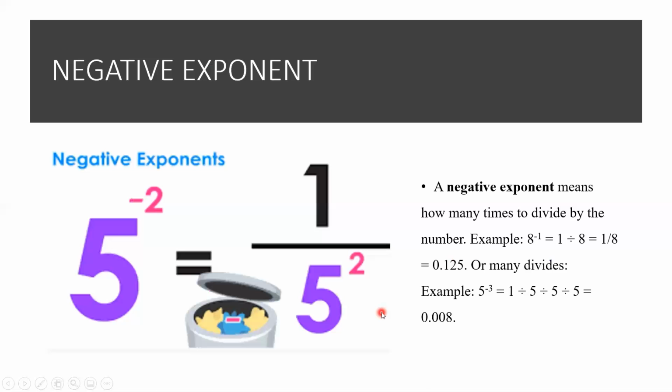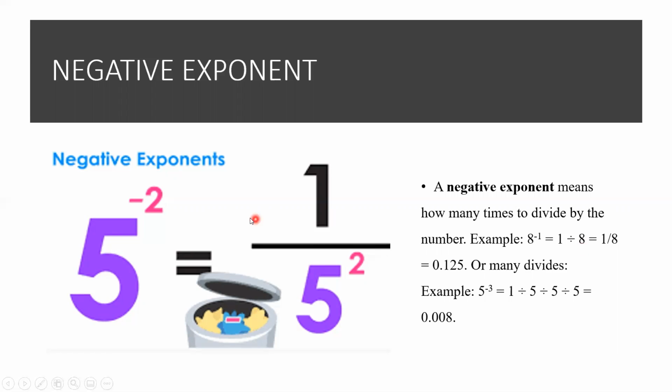Okay, now what's going to happen when we have the negative power? What is this negative power, or the negative exponent? Negative, again, this is the power and exponent, the same thing. Negative 2 is the power of 5. Negative 2 is also the exponent of 5. So a negative exponent means how many times to divide by the number. Example: 8 to the power of negative 1 equals 1 divided by 8.